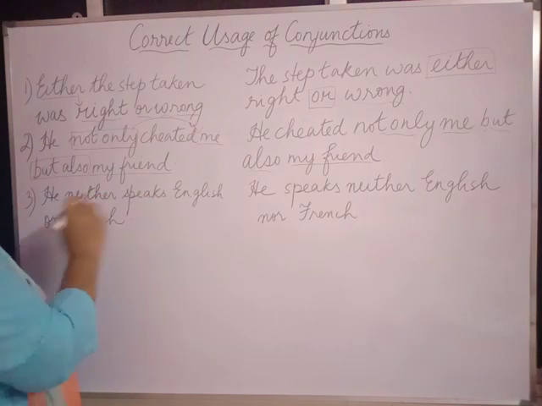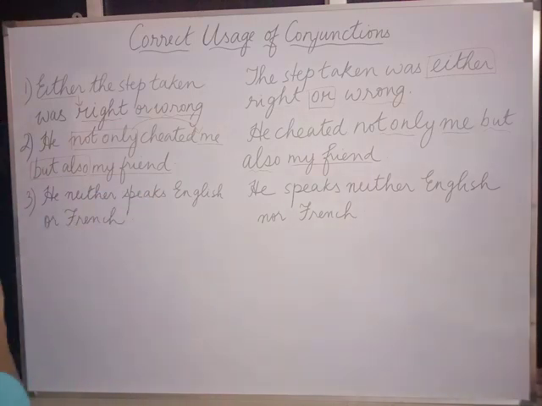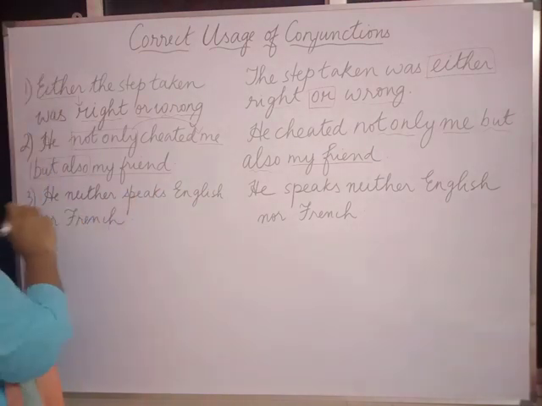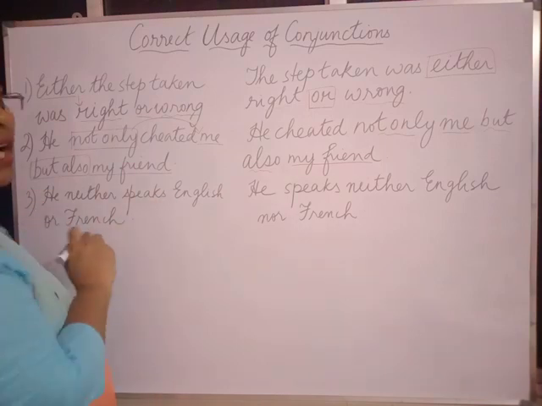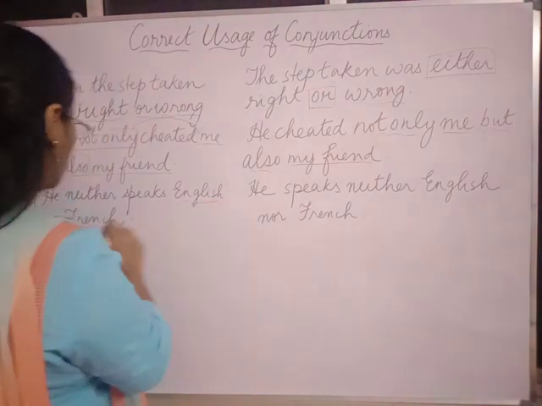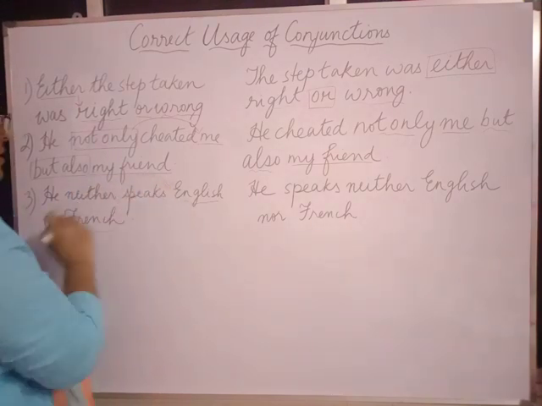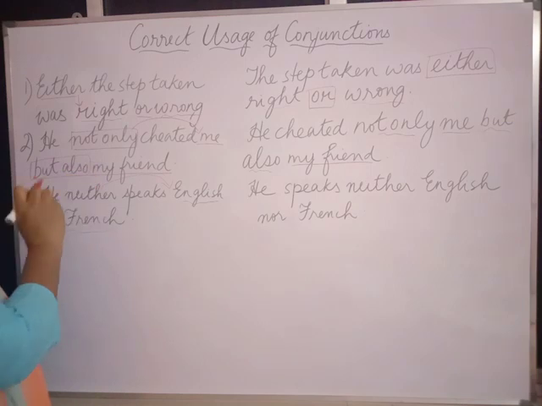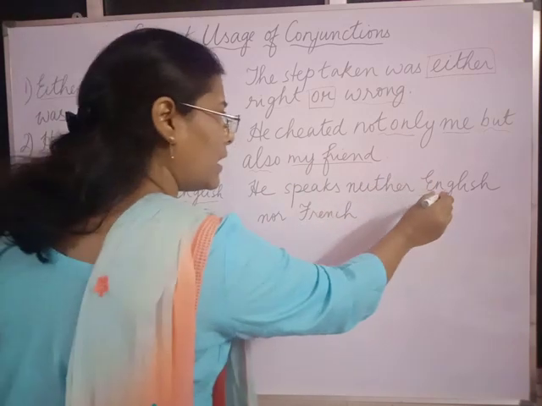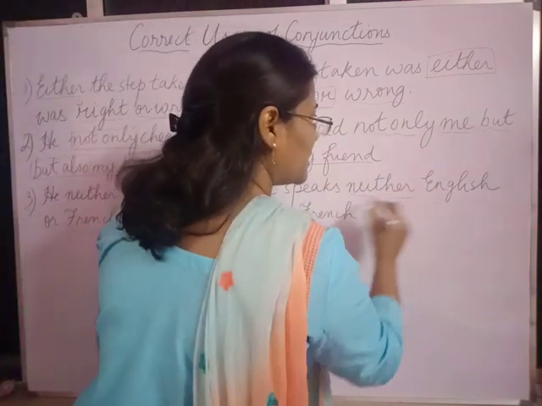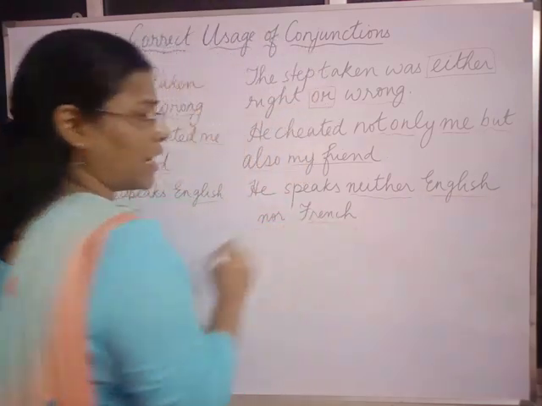Okay, now you see the third example. "He neither speaks English or French." So you see the wrong placement of the conjunction. Which are the two related words? English and French. So "neither" should have been placed here. The correct sentence should have been, "He speaks neither English nor French." So "neither" should have been placed beside the two related words, English and French.